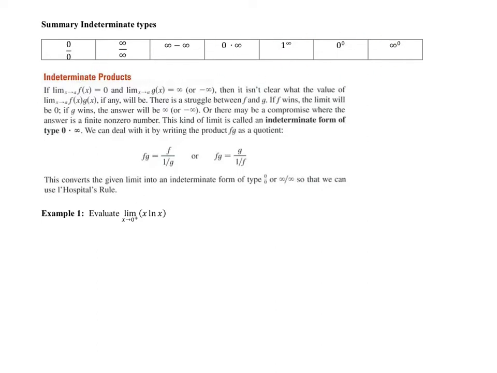All of these are indeterminate. 0 to the power of 0 is a strange one. I'll show you an example of that. It obviously doesn't have infinity in there, but it is in the indeterminate form. All right, the first one we're going to look at is infinity times 0.